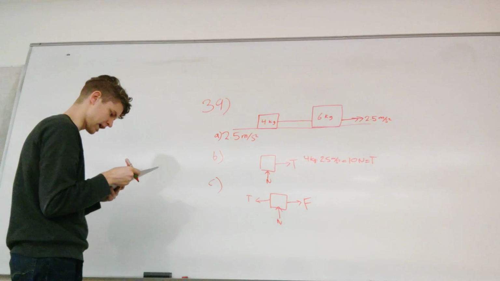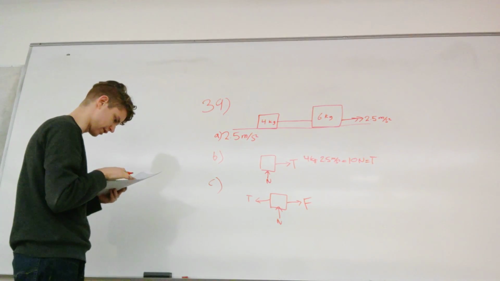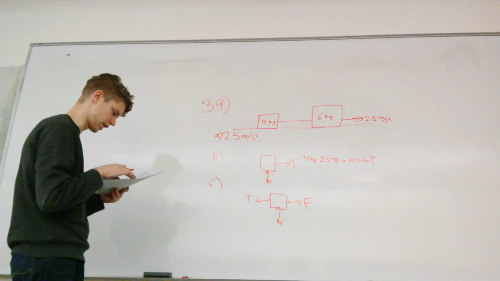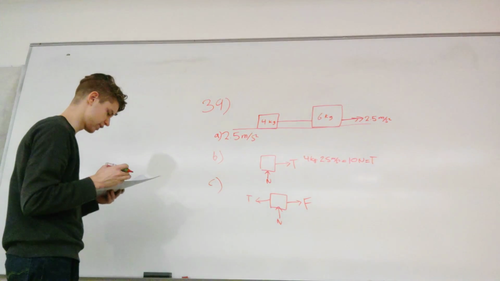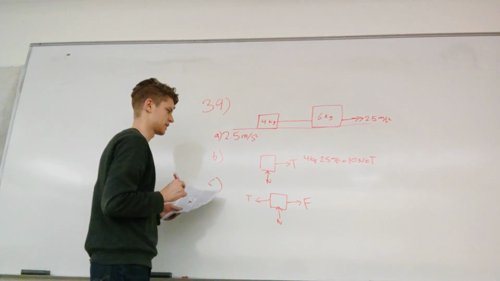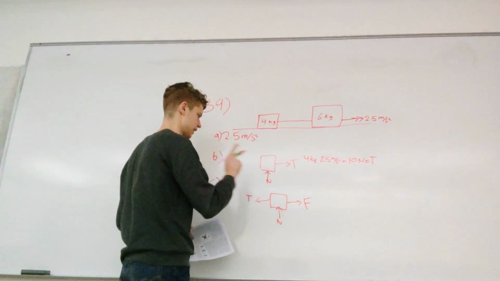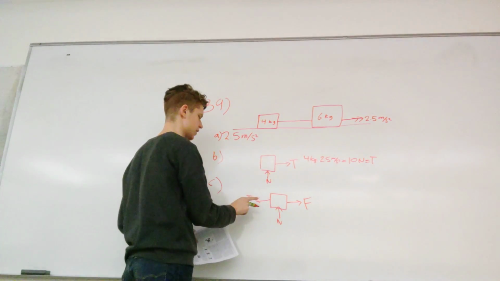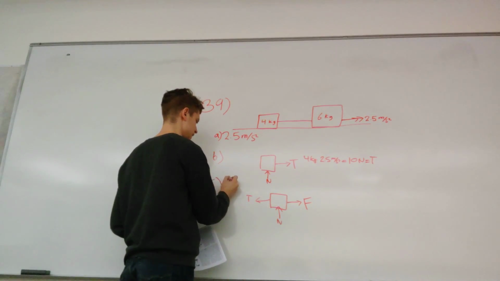And then it wants us to figure out what is the direction of the net force on the crate. Which is larger, the force of T or the force of F? Since we know that the object is accelerating that way, we know that the force here must be greater than the force here, so force F is greater than force T.